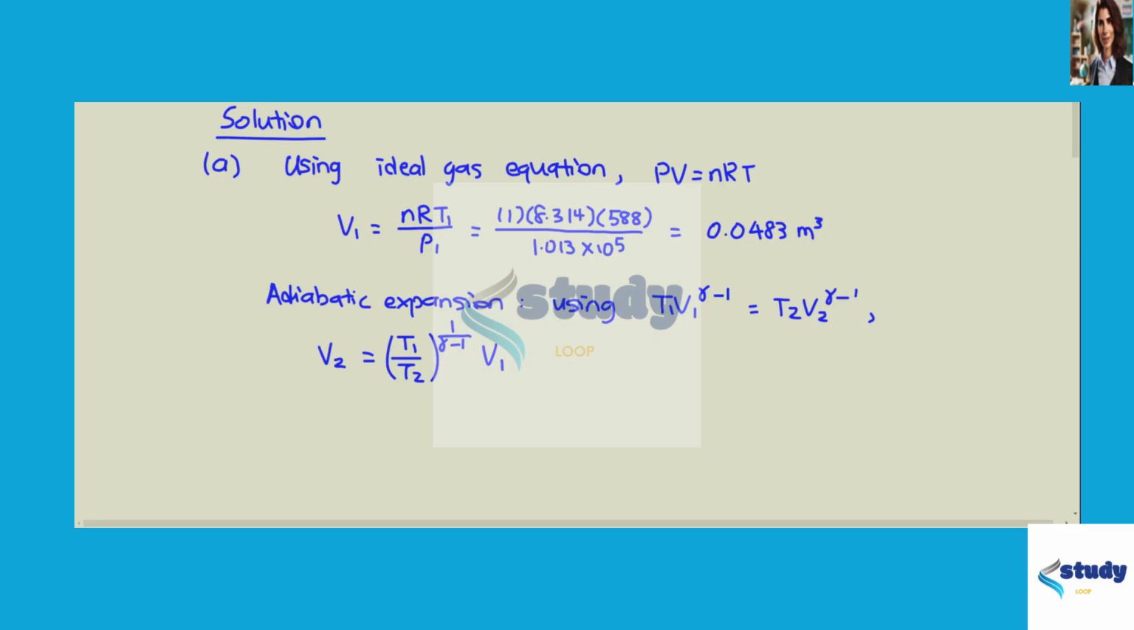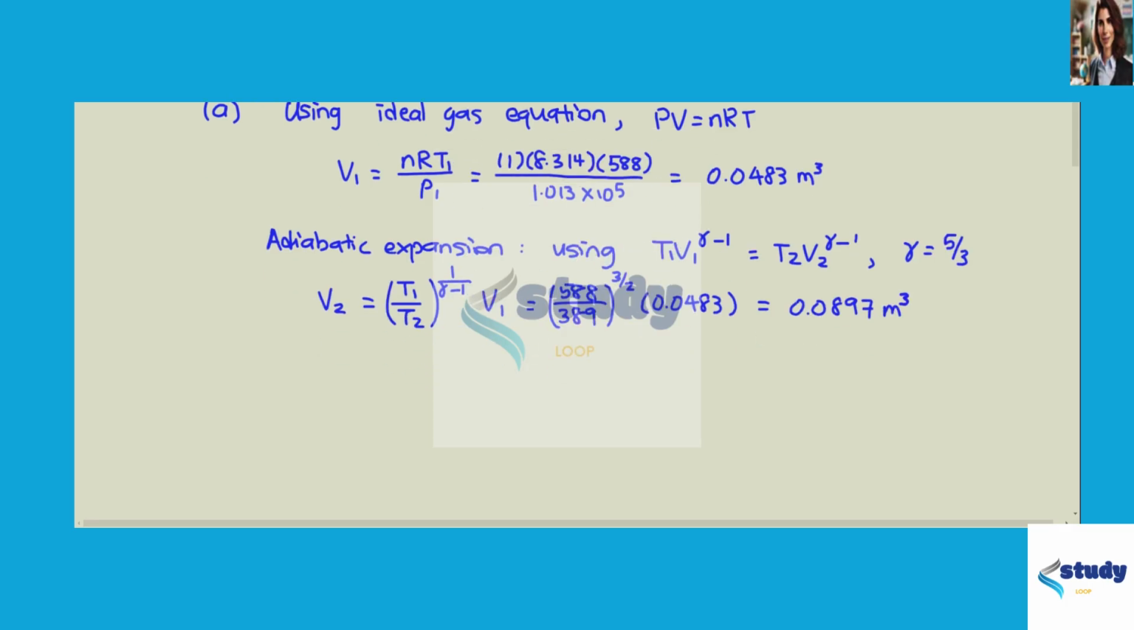Gamma equals 5 over 3 for monoatomic gas. So you have T1 is 588, T2 is 389, and 1 over gamma minus 1 gives you 3 over 2, and then V1 0.0483. Calculate this, you get 0.0897 meter cube.